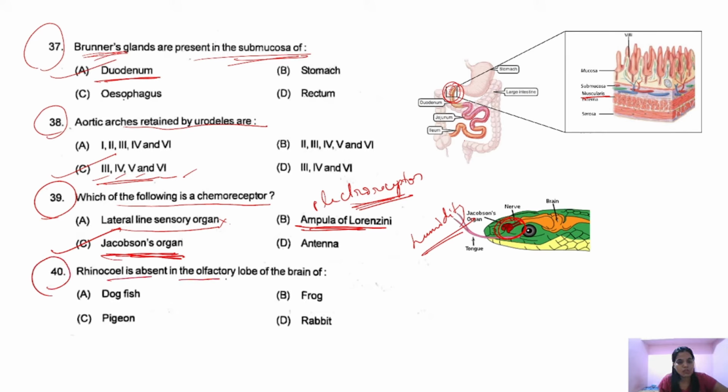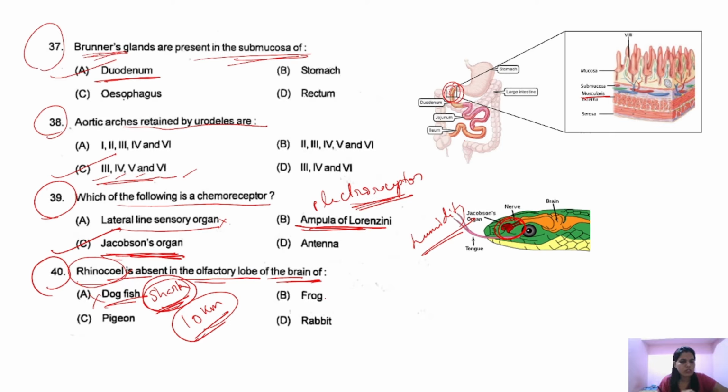Rhinocell is absent in the olfactory lobe of the brain of. Rhinocell is important for the purpose of smelling. Let's see the options. Dogfish. Dogfish is a kind of shark, and you must know sharks have a high sense of smell. They can smell up to 10 kilometers of a single drop of blood. That is how they detect warm-blooded animals usually. So option A is not an answer. Rhinocell is highly developed in case of dogfish, that is shark.